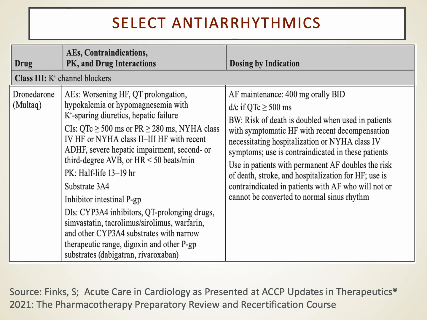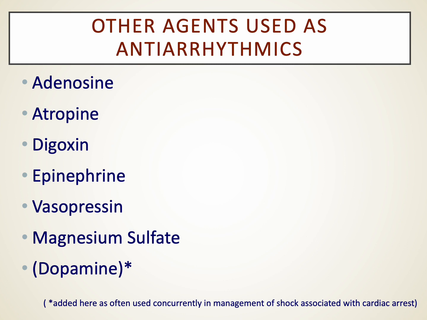And ibutilide, an older agent that is still part of some ACLS code protocols. You'll see it rarely used. Most of the time, though, it's a drug of almost historical significance. So those are some of the common drugs. Of all of the antiarrhythmics we've seen so far, the one you will see used most often is amiodarone. The remainder of them you won't see used very much. You will see them occasionally in ACLS protocols or somewhere else for patients coming in with a cardiologist.